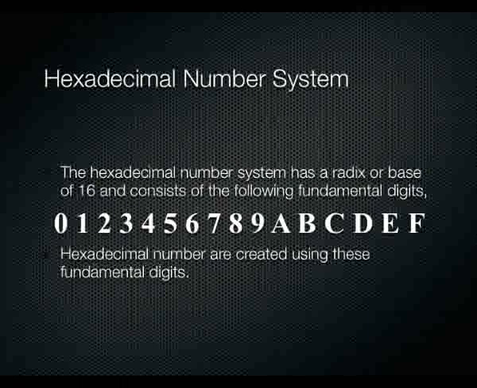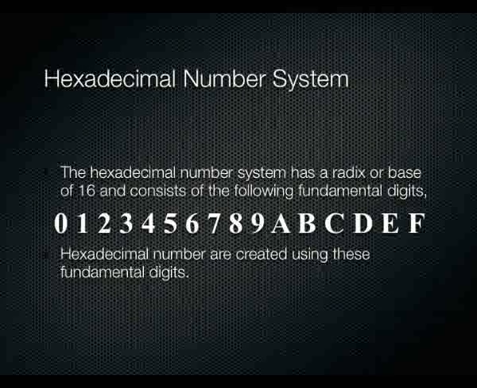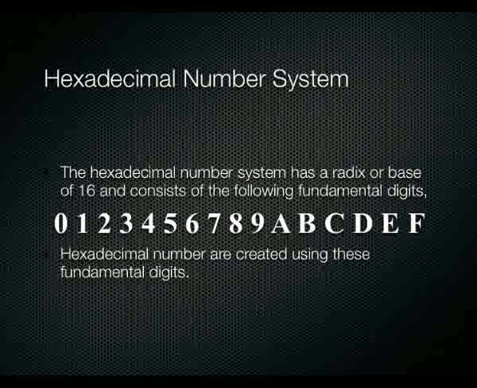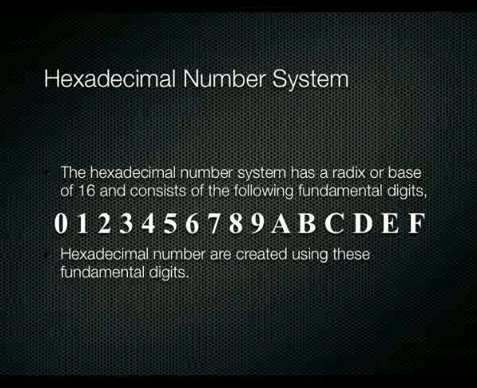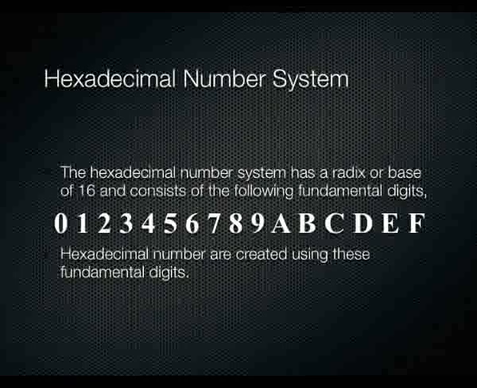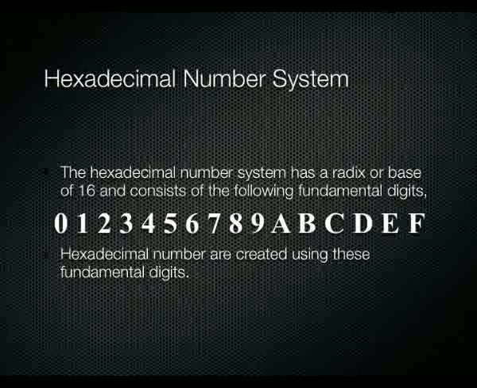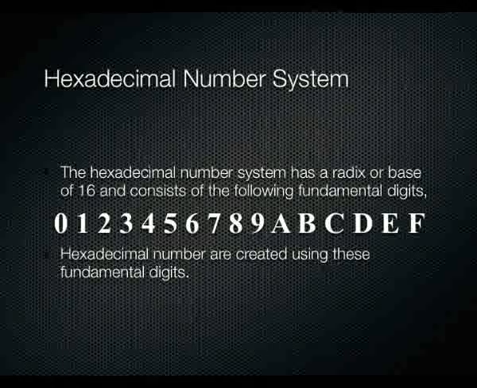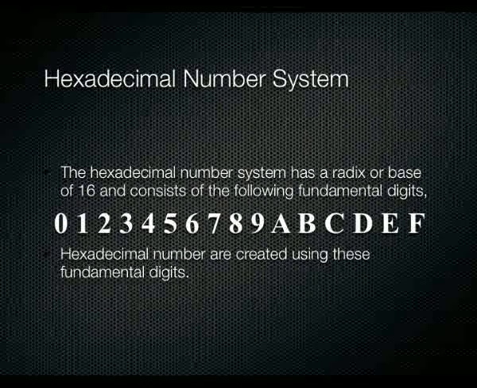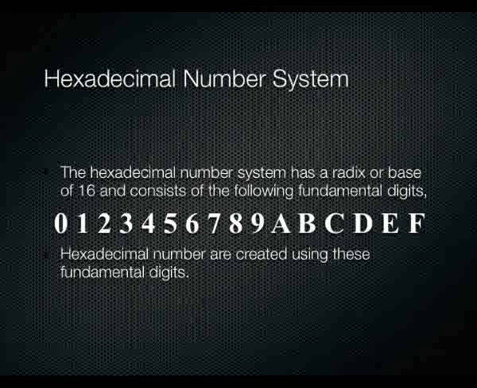Because the decimal numbering system only has digits that go up to 9, we use the first 6 letters of the alphabet to fill in the gap that's missing. So with hexadecimal numbers, we have 16 digits going from 0 to F. A is our equivalent of 10, B is 11, C is 12, D is 13, E is 14, and F is 15. You've got to keep that in mind. So we can make any hexadecimal number using these fundamental digits.